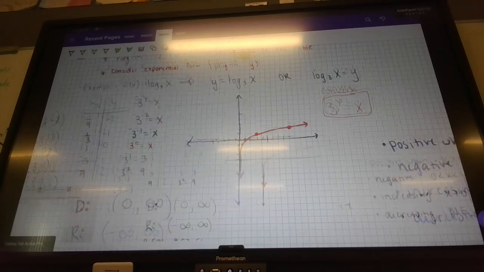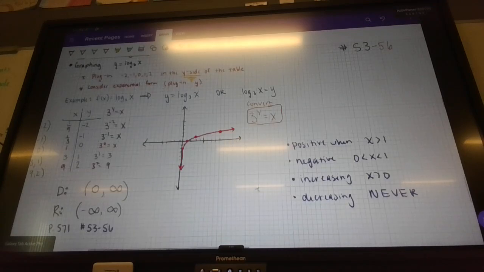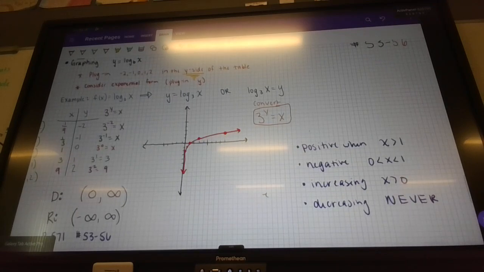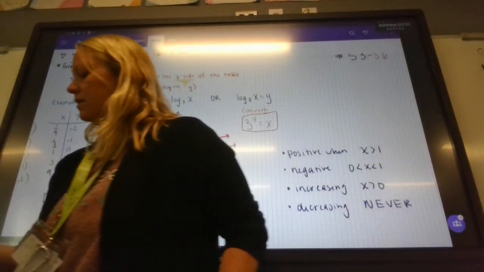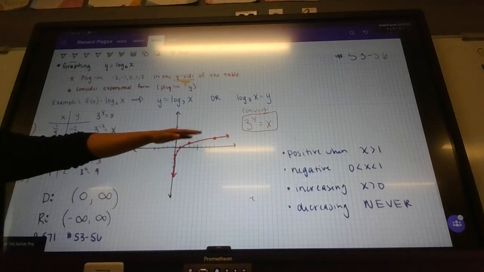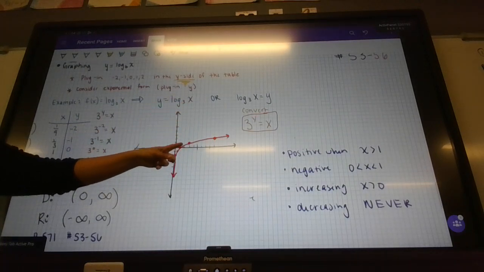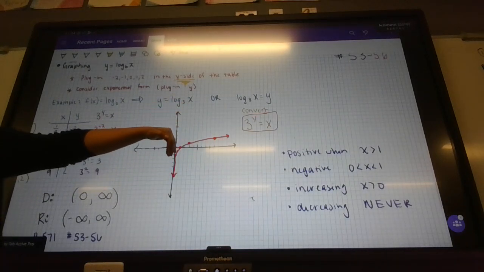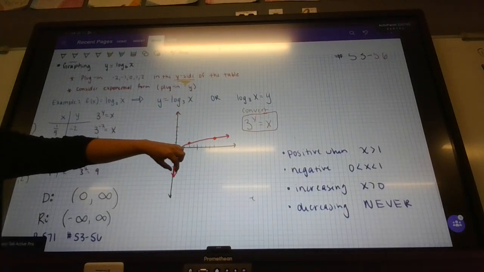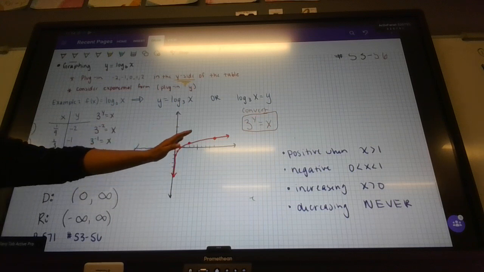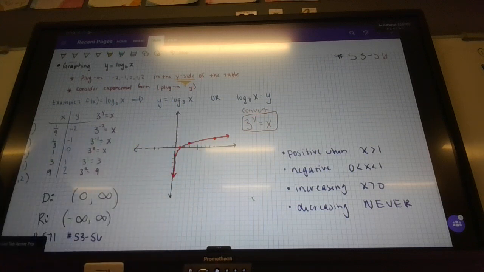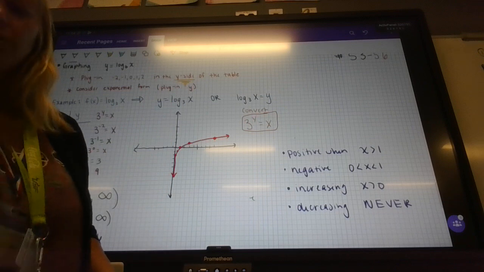All right. When you go to answer your questions, it's going to talk about positive, negative, increasing, decreasing. So it's positive above the x-axis, so when x is greater than 0. It's negative just in this tiny little bit when x is between 0 and 1. It's increasing the whole way through, and it never decreases.